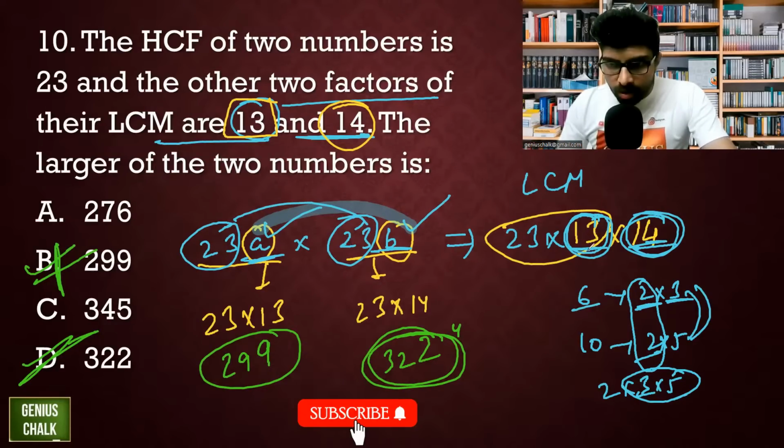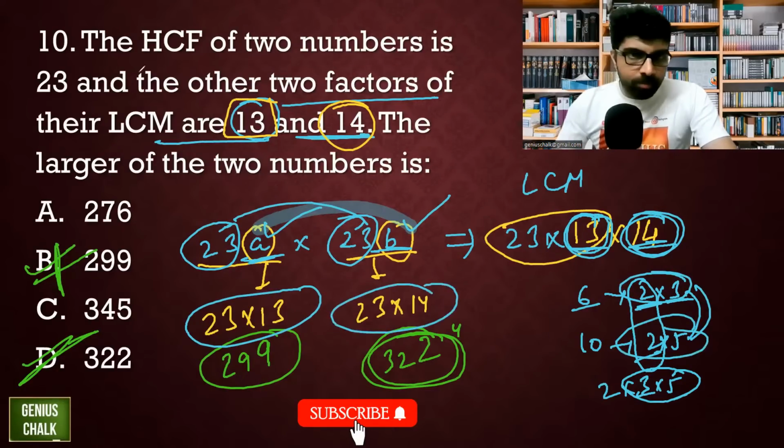So one of the numbers is 23 into 13, that is 2 into 3 like, and another is 23 into 14, that is 2 into 5 like. I hope you have got the concept.